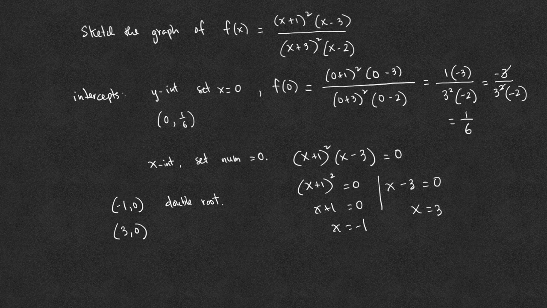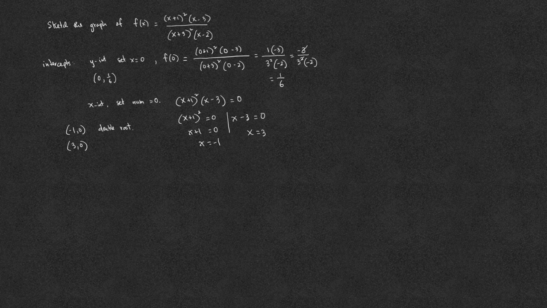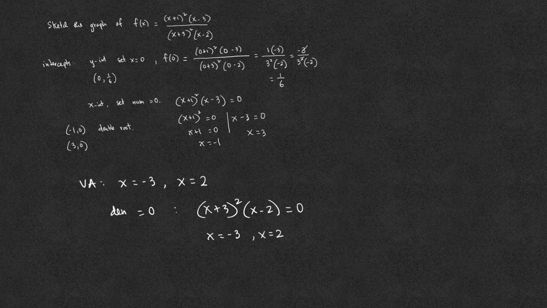The next step is to check for any vertical asymptotes. In this case, there is no common factor in the denominator and the numerator, and so we know that the vertical asymptotes will be x equals negative 3 and x equals 2. This is where the denominator equals 0. (x plus 3) squared times (x minus 2) is the denominator, set equal to 0, and we see that x equals negative 3 and x equals 2.